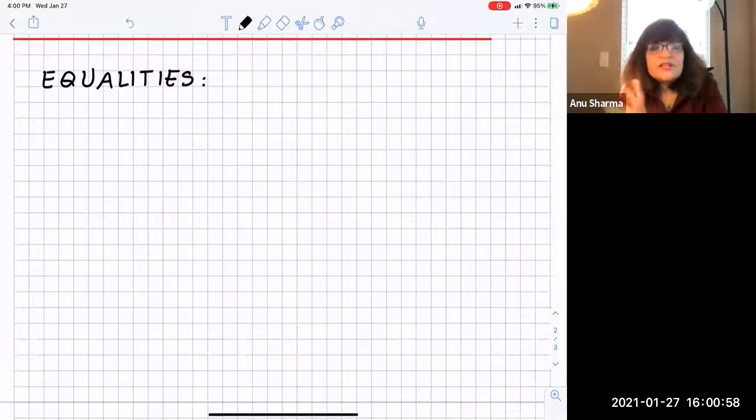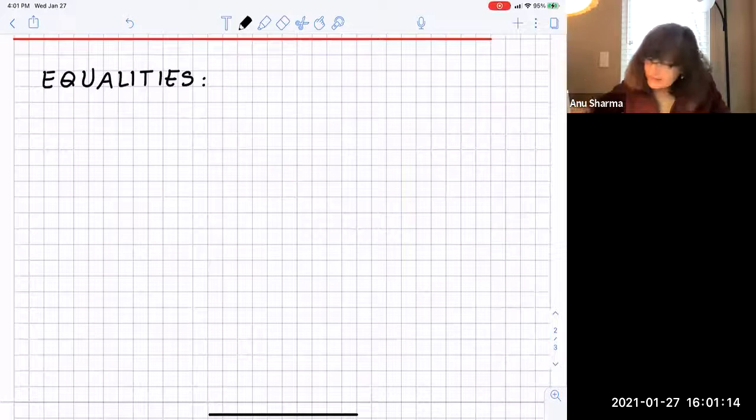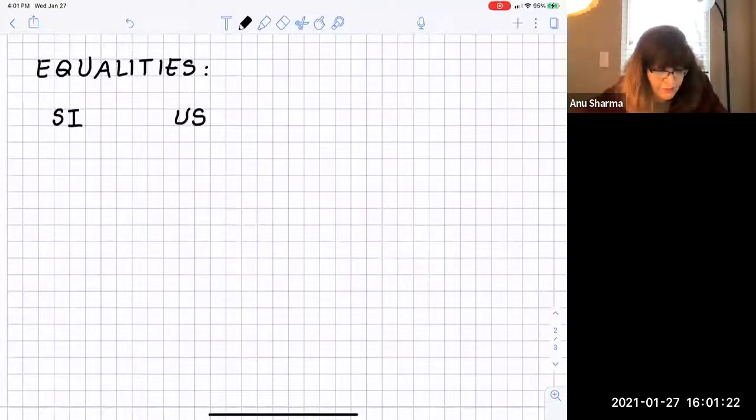Besides that, every country was using their own measurement system. So when things became more globalized, they said we need to have some equality on the value of things. So that's where it came. There is the SI unit, which is used all over the world, and then there is the US system. And then there are conversions.